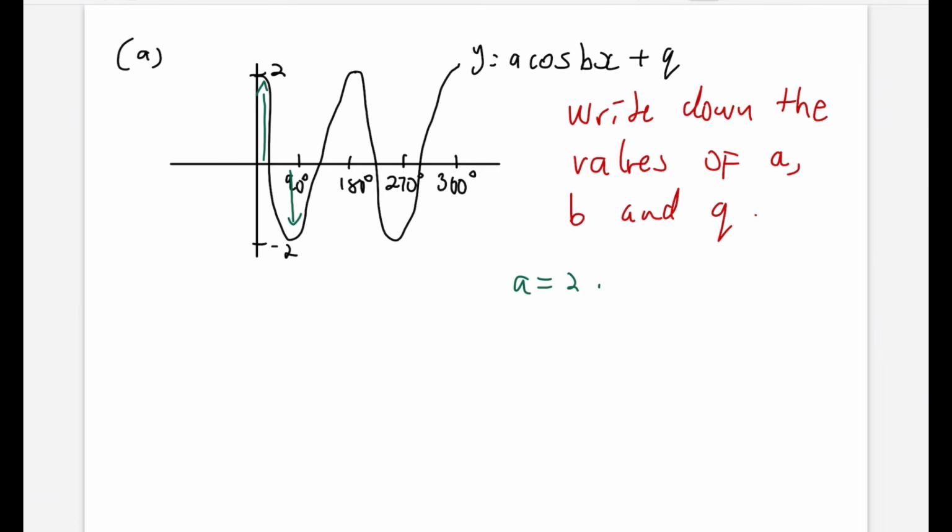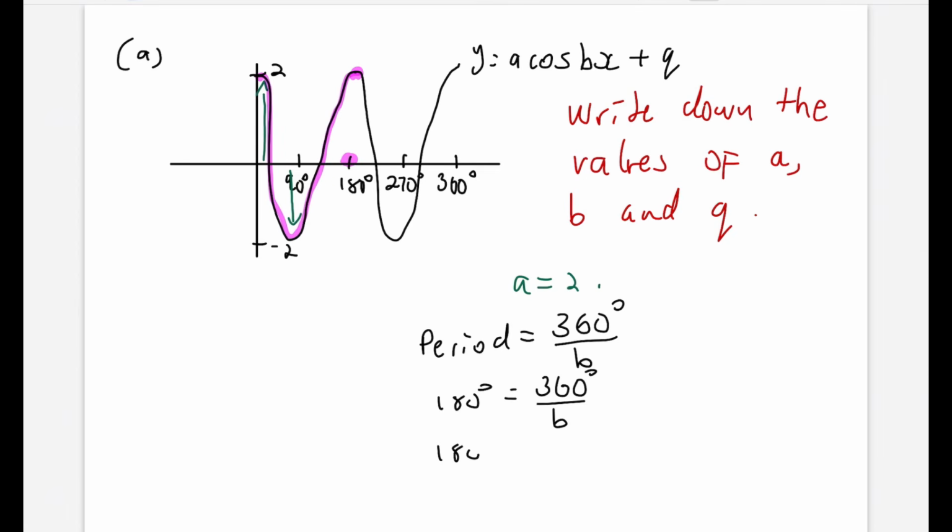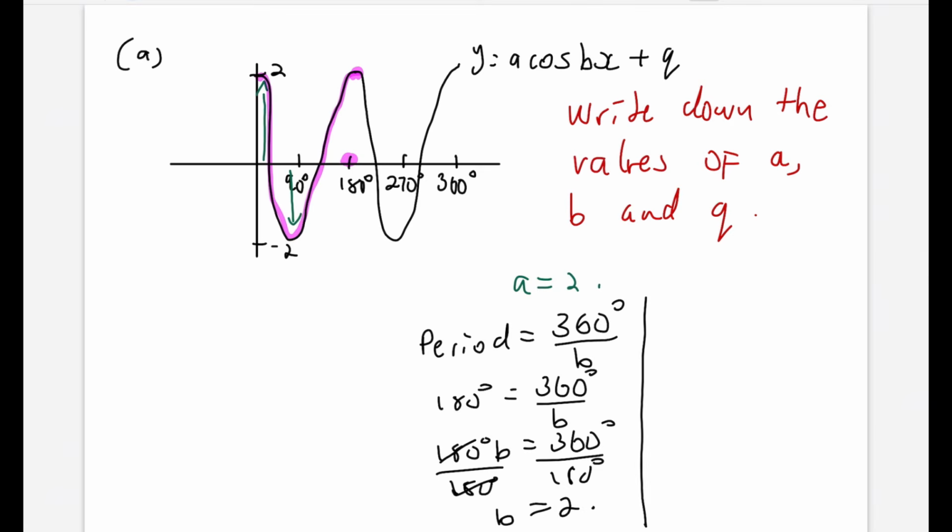How about the period of this graph? When does this graph complete itself? It starts here, goes all the way down, back, and completes itself here at 180. So the period is 180. Now, mind you, the period of a cosine is exactly the same as the period of the sine, which is 360 over b. If the period is 180, we have 180 is equal to 360 over b. 180 times b is 360. And dividing both sides by 180 gives me that b is equal to 2. So b is 2.